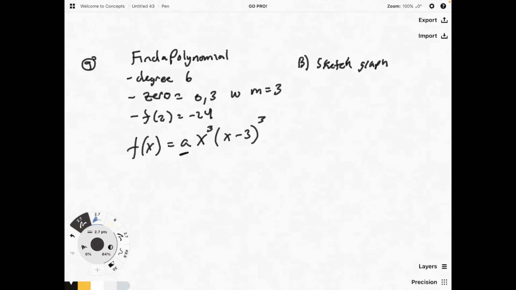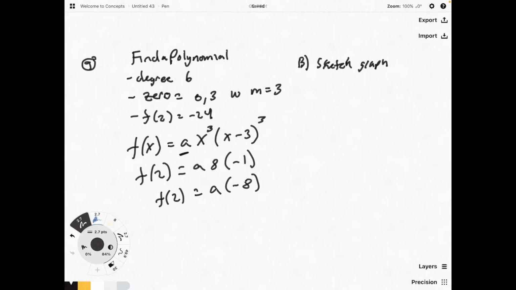If we plug in f of 2, then we're going to get 2 cubed is 8, multiplied by 2 minus 3, which is negative 1. Negative 1 cubed is negative 1. Then we get f of 2 is equal to a multiplied by negative 8, and we know that this is equal to negative 24. If that's equal to negative 24, then a is equal to 3.